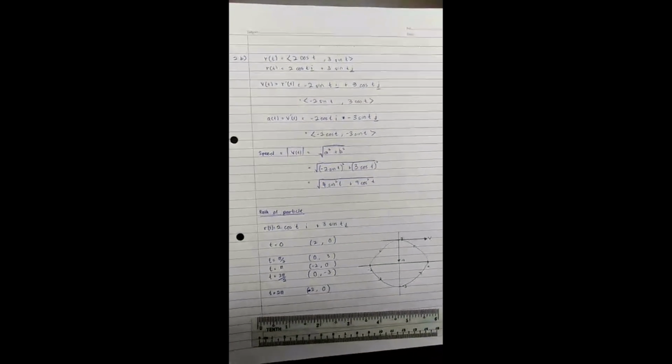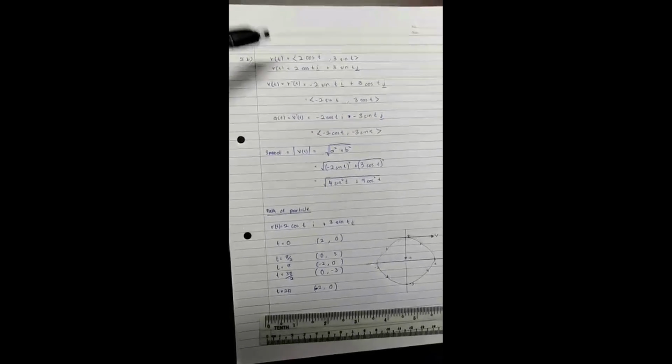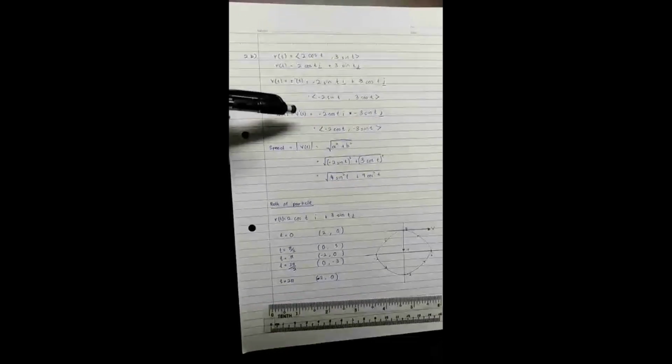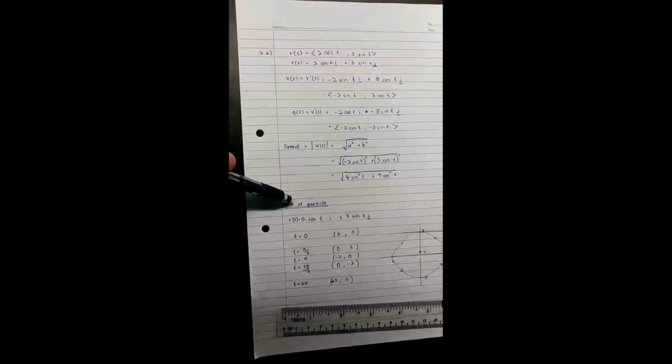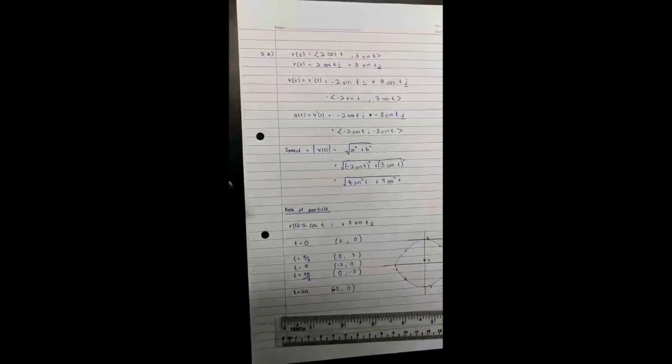For question 2b, the question requires us to find the velocity of the particle, which is r(t), the acceleration, and the speed. The question also requires us to sketch the path of the particle and draw the velocity and acceleration vectors for a specific value of t.